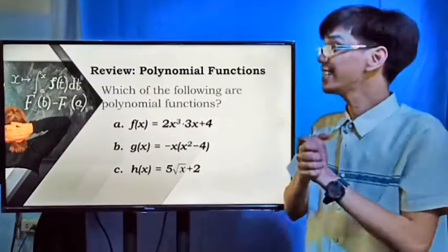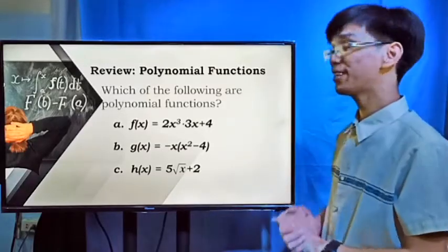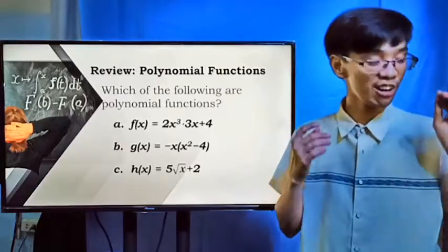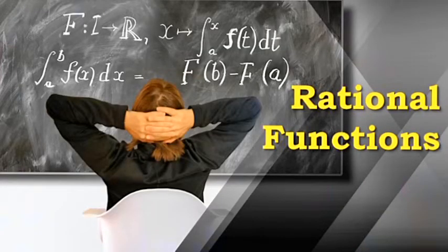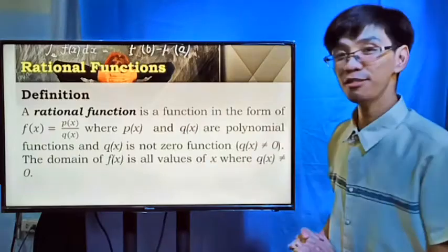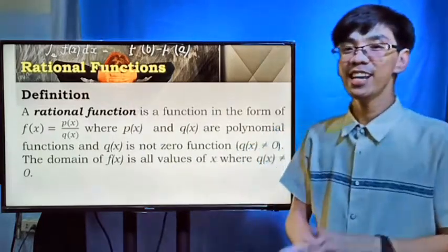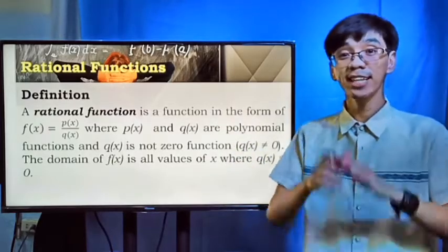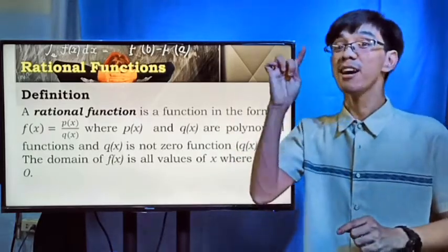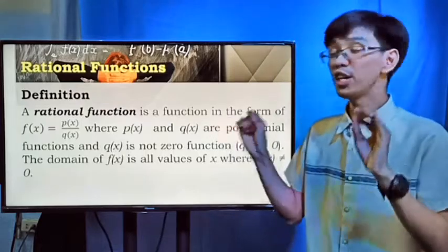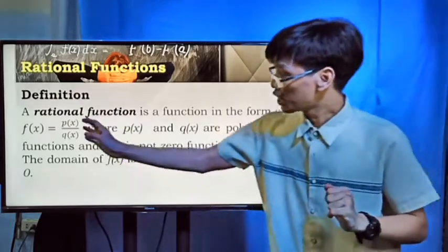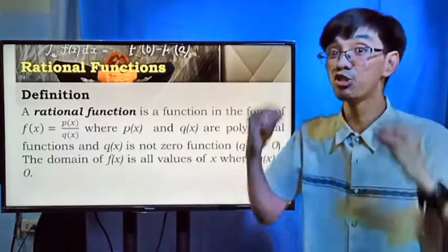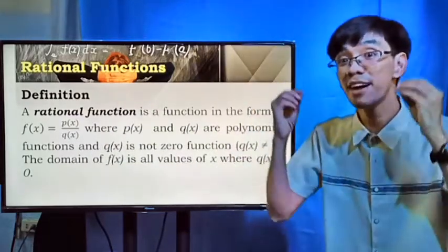Now that we have already discussed what polynomial functions are, we are ready to discuss our main topic, which is a rational function. What is a rational function? By definition, a rational function is a function in the form of f of x is equal to p of x all over q of x. In short, as you can observe, it must be in the form of a fraction, a form of ratio. That is why it is called a rational function.